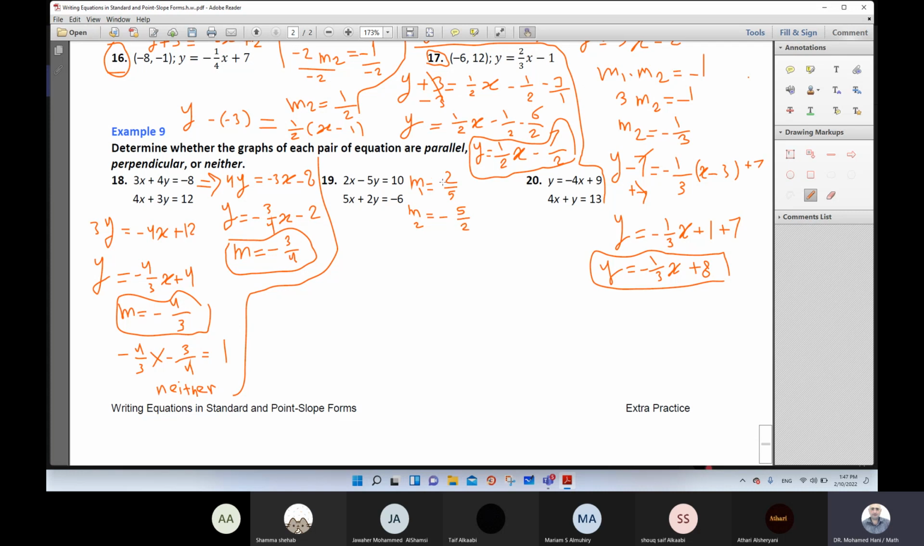As you see here, we have different slopes. Means not parallel. If you multiply the two slopes and get -1 means you have perpendicular. So is it 2 over 5 times -5 over 2? Is it equal -1? Yes. So the answer here will be -1. So the case of the two equations here, or two linears here, will be perpendicular.